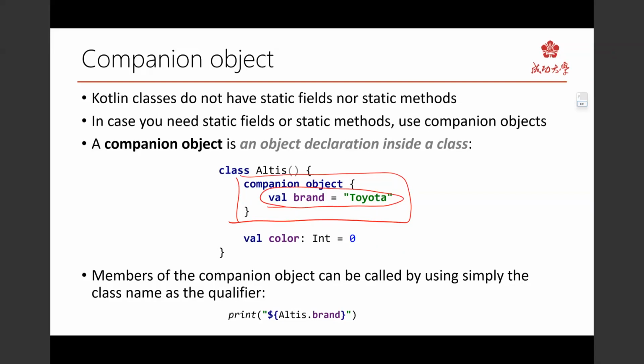That's an easier way to understand what the companion object is. Everything defined inside the companion object is static. Just keep that in mind.